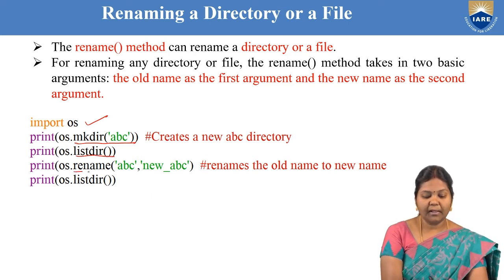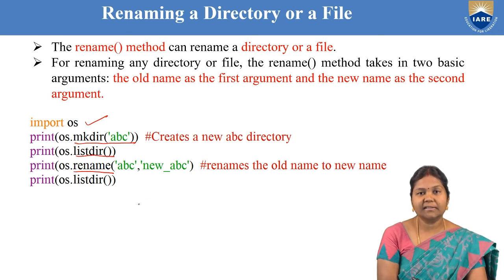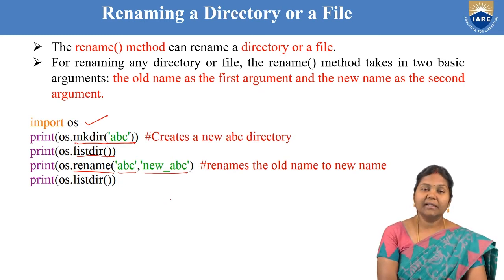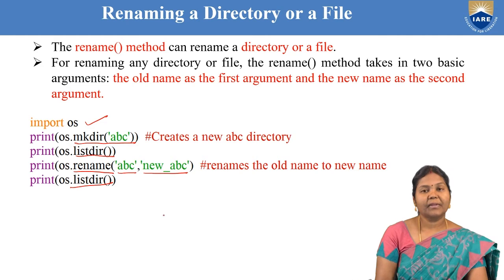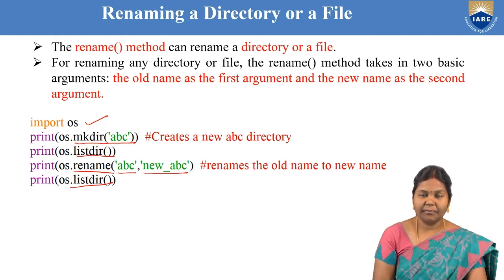Then, after the directory is created, let us rename it. By writing os.rename, the old name is abc and my new name is new underscore abc, so that the old name will be replaced by the new name. Now, whether the renaming has taken place or not, you can again verify by writing the listdir method. There you will find ABC is no more. Now it is replaced by new underscore ABC. So this way a directory can be renamed.